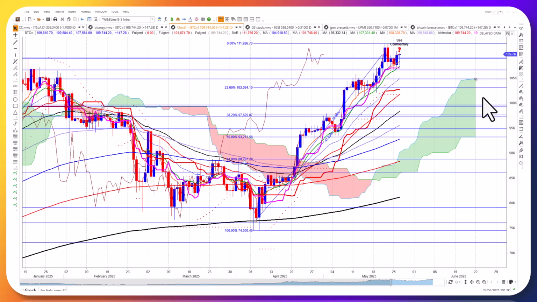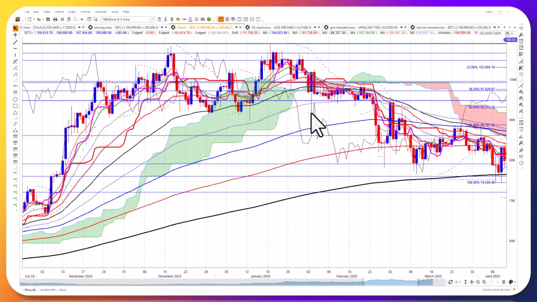But Bitcoin tends to have much larger corrections, so the downside risk to a 38% retracement would be a retest of this old significant resistance zone. So there's also downside risk to that level of 99. So it could come back to 100,000 pretty easily. It tends to have these quite strong pullbacks.